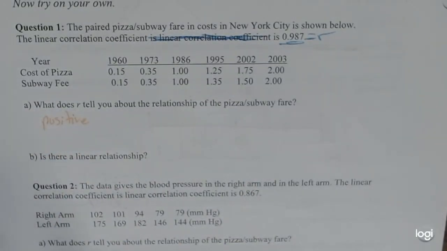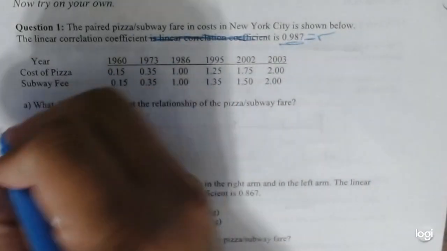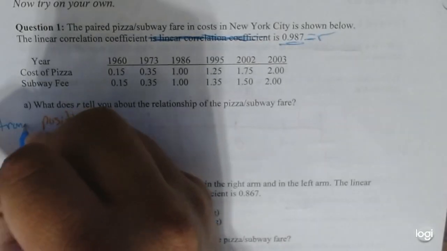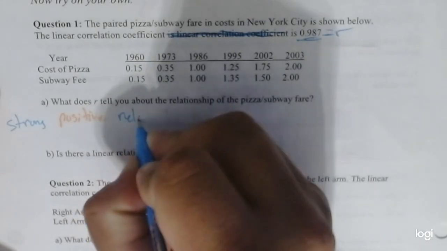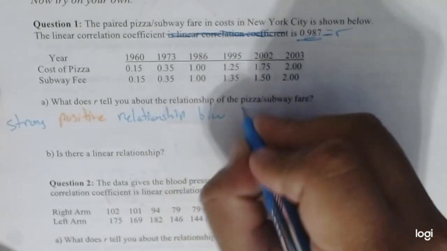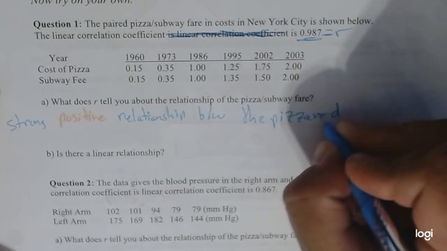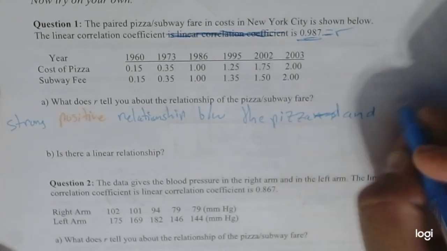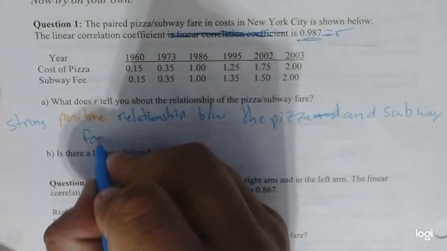Well, what else? Is it weak or strong? This is definitely closer to 1, so this is a strong positive relationship between the pizza and subway fare.